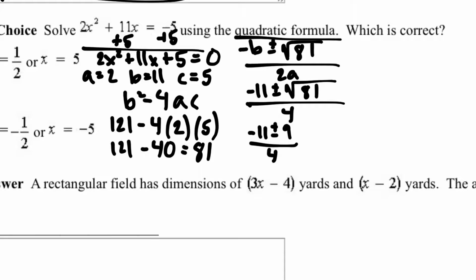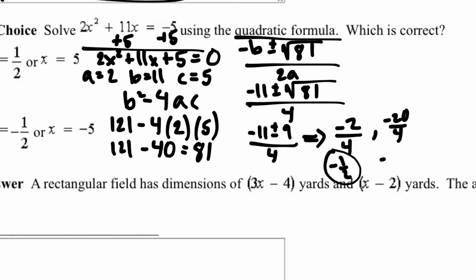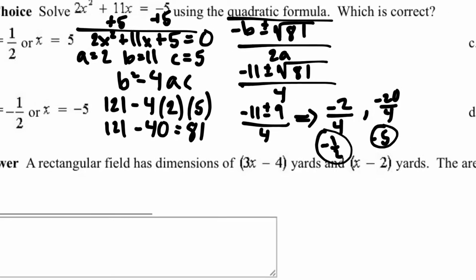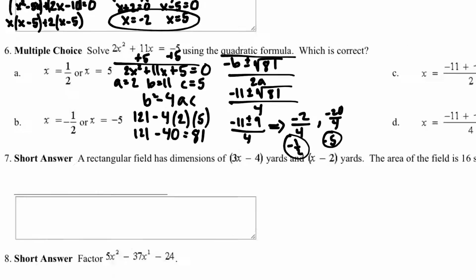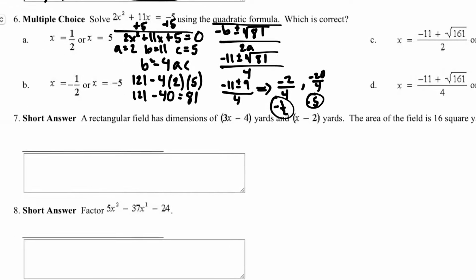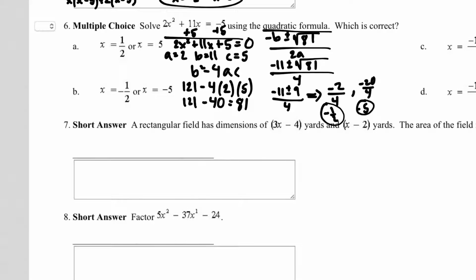And here's where your two answers come from, okay? You got to do plus 9, you got to do minus 9. Negative 11 plus 9 is negative 2, so negative 2 over 4, which simplifies down to negative 1/2. That's your first answer. The other one is negative 11 minus 9, which is negative 20 over 4, which is negative 5. Those are your two solutions. Now if I look at my options, I have negative 1/2 and negative 5. The only one that has those answers is B. My answer in this case is B.